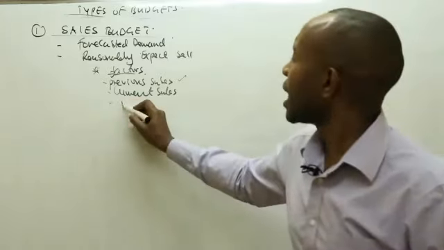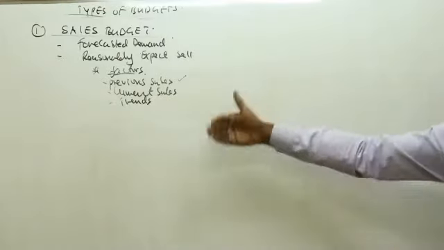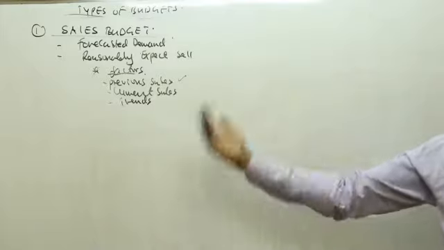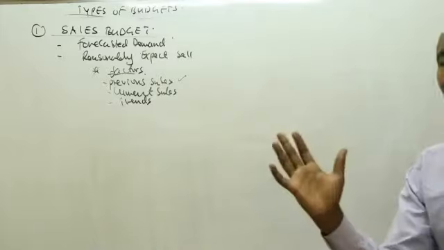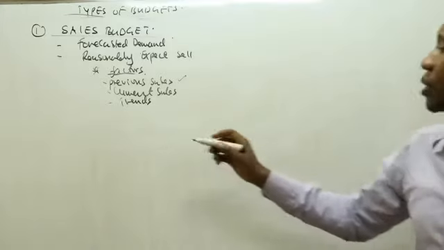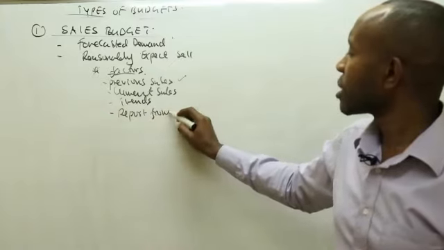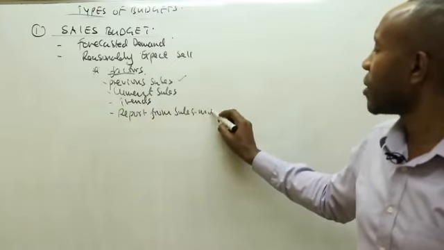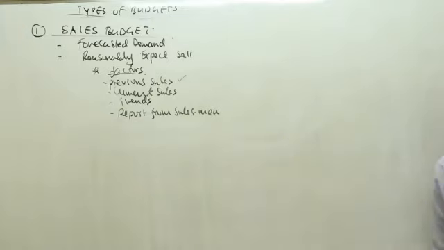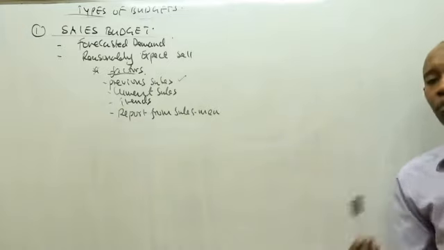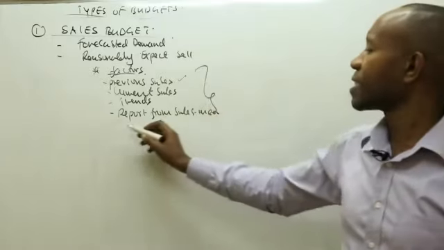You can look at even your trends in sales. Maybe your sales have been increasing by 10% or 15% or 20% or so, so that it will guide you when writing that particular budget. You want to look at some reports from salesmen. Salesmen are on the ground and they will be able to tell you how guys are responding to this particular product. And all these and many more will be some factors that will guide you.